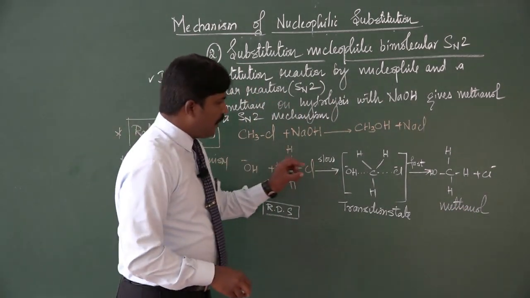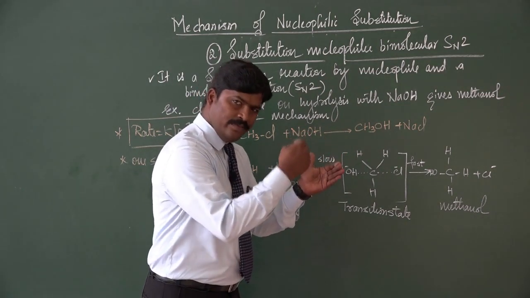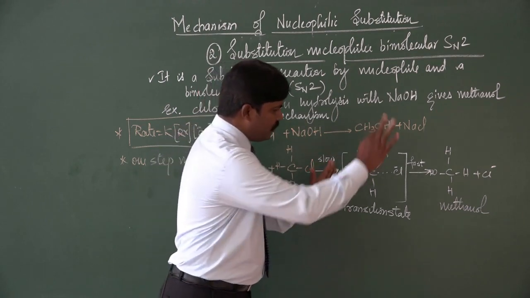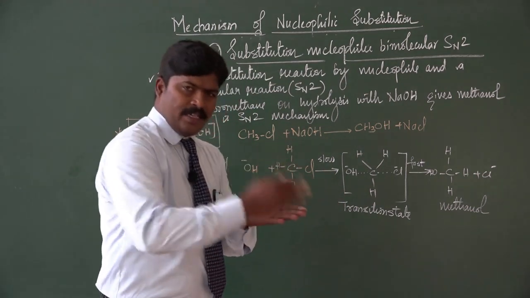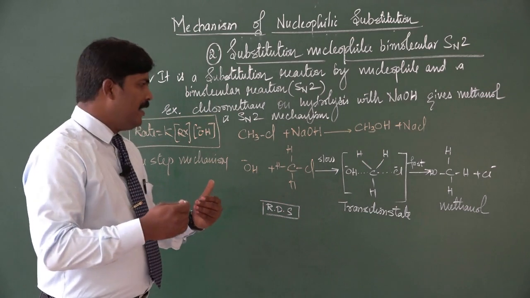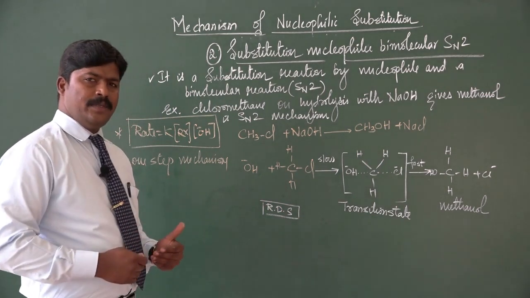See, OH and C have formed a bond and the C-Cl bond has become weak, and the chloride ion, the halide ion, has left, departed away from carbon, breaking a bond. The OH was a nucleophile, the incoming nucleophile has formed a bond. That means the C-OH bond is a strong bond and the C-Cl bond has become weak.